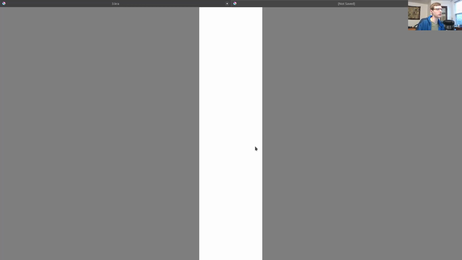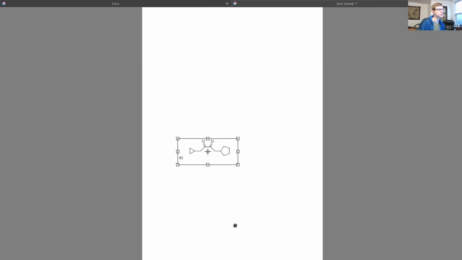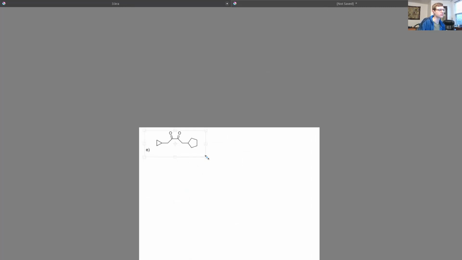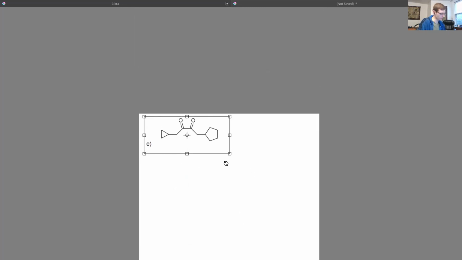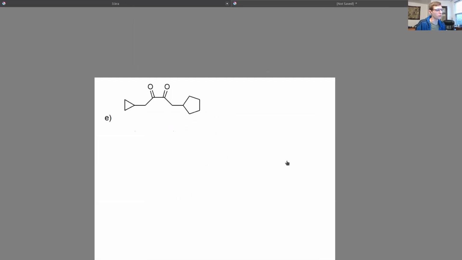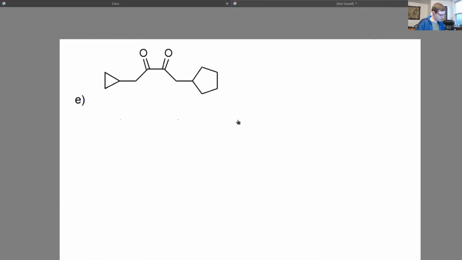Copy, paste. Okay, so here we go. Oops, I don't want to rotate it. Okay, I just got some really weird window open up. All right.